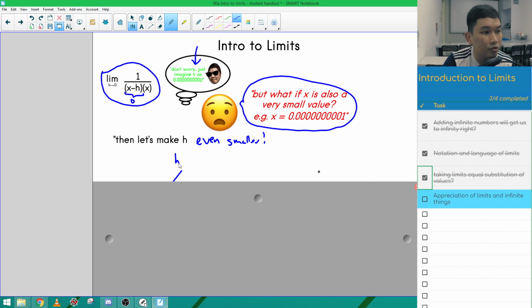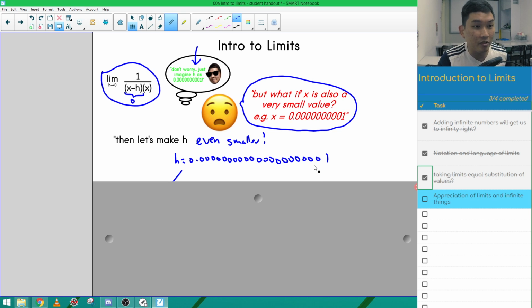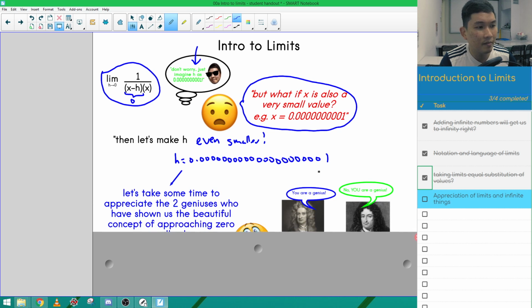We can let h equal 0.000000000, with twice the number of zeros as previously, so that it becomes negligible again. Because when we approach 0, we can go infinitely small. We can go an infinite number of zeros before we put a 1, like 0.001. And then that makes h negligible again. I think this concept is really, really beautiful.